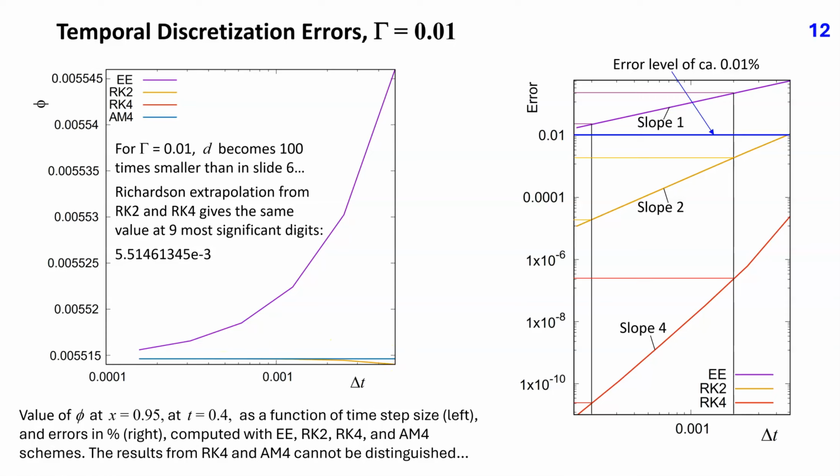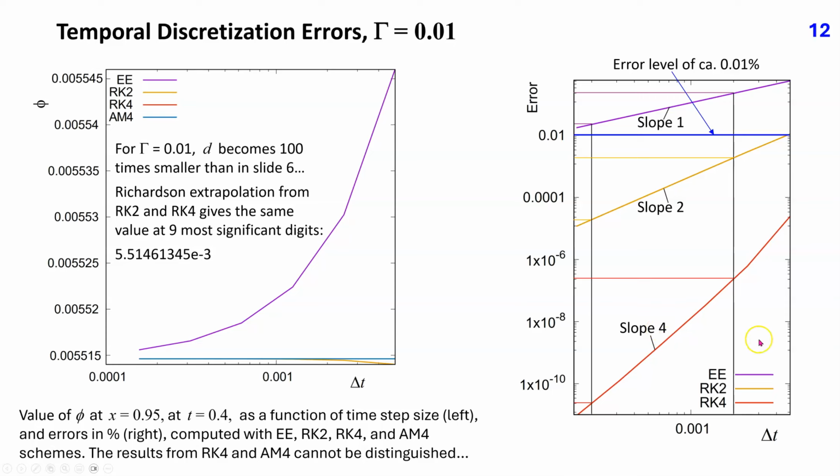Richardson extrapolation from both second and fourth-order Runge-Kutta schemes gives the same value for the time-step-independent solution at 9 most significant digits. Temporal discretization errors for each scheme and time step are determined by subtracting the computed value from this estimate of the exact value.